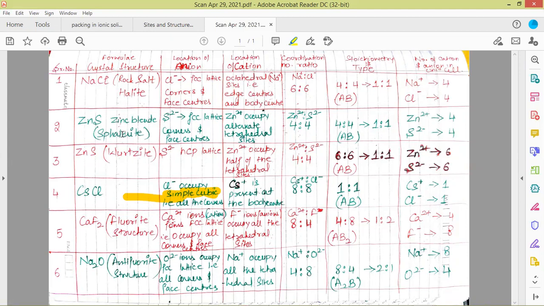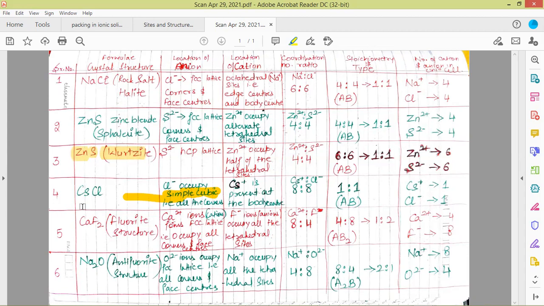Next structure is zinc sulfide, which is also called sphalerite. Sulfide ions are making the FCC lattice. Zinc ions occupy the alternate tetrahedral sites. Coordination ratio is 4:4. Stoichiometric ratio is also 4:4, and number is 4 and 4. So zinc sulfide wurtzite, this we'll discuss in the next video.